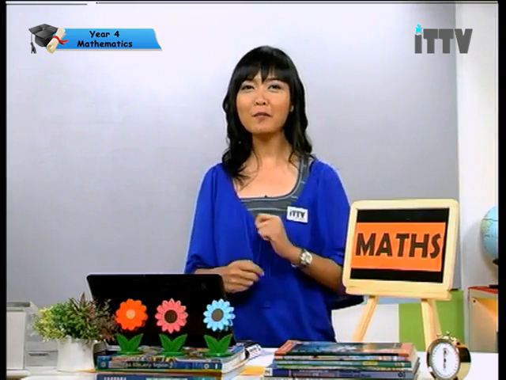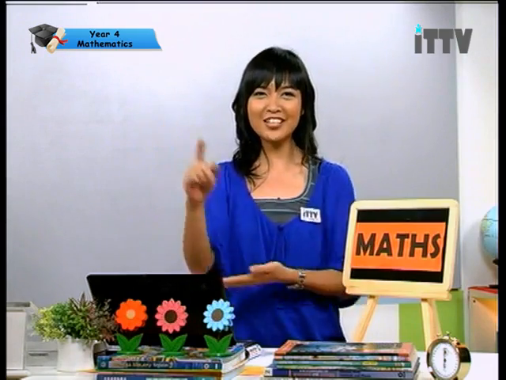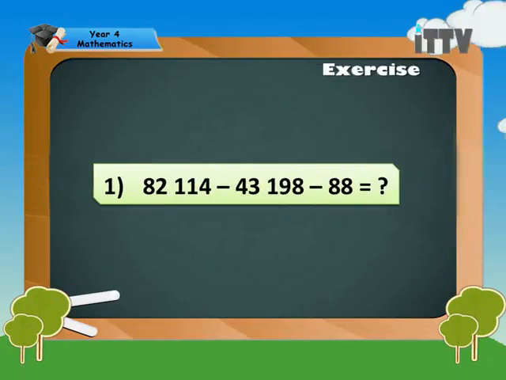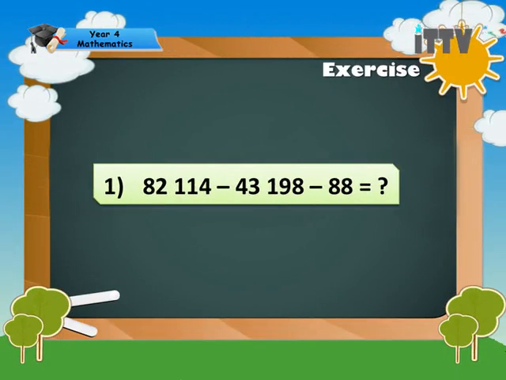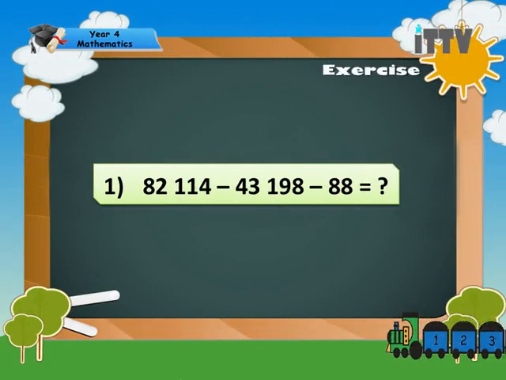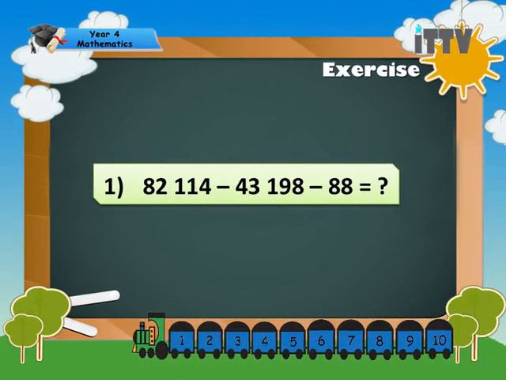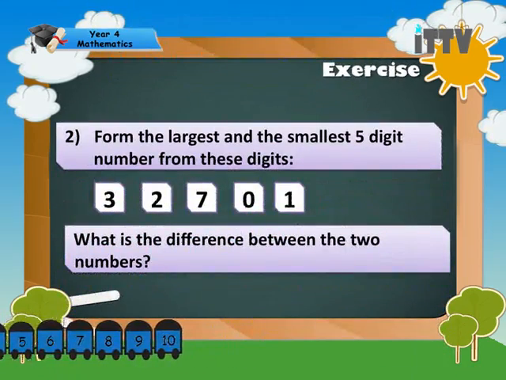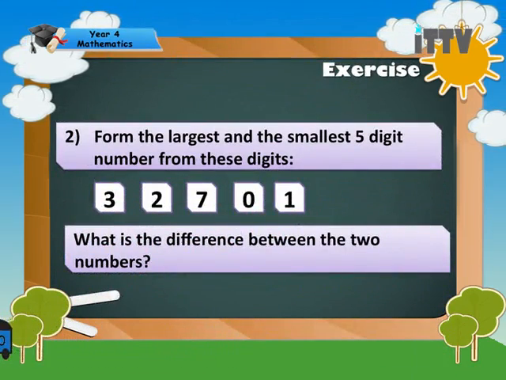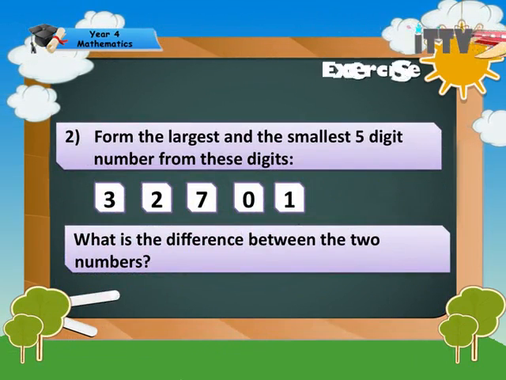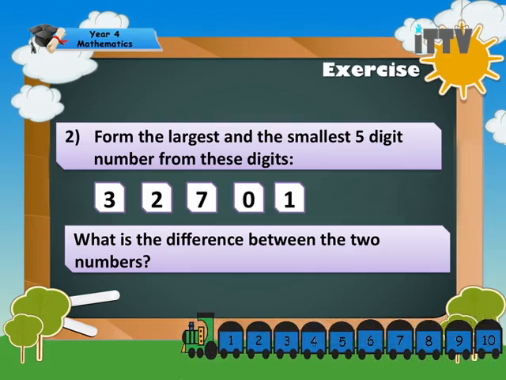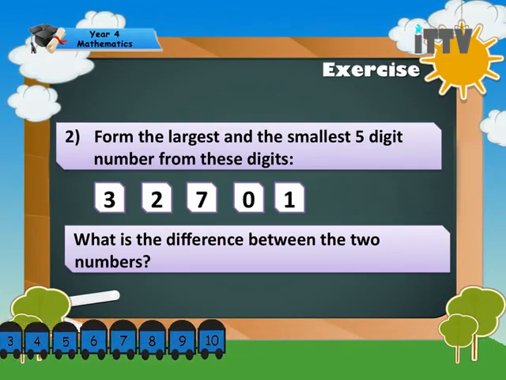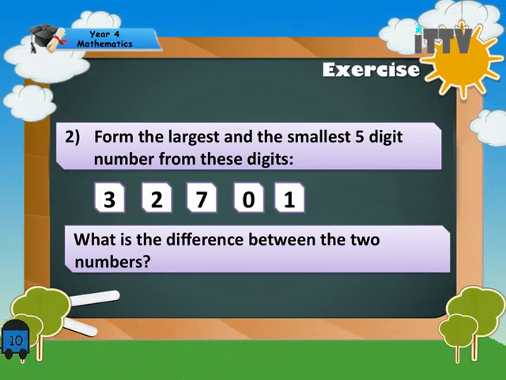For now, grab your pen and paper because here come some questions for you to try at home. Question number 1. 82,114 minus 43,198 minus 88 equals? Question number 2. Form the largest and the smallest 5-digit number from these digits. Okay, you have the digits 3, 2, 7, 0, and 1. What is the difference between the two numbers?